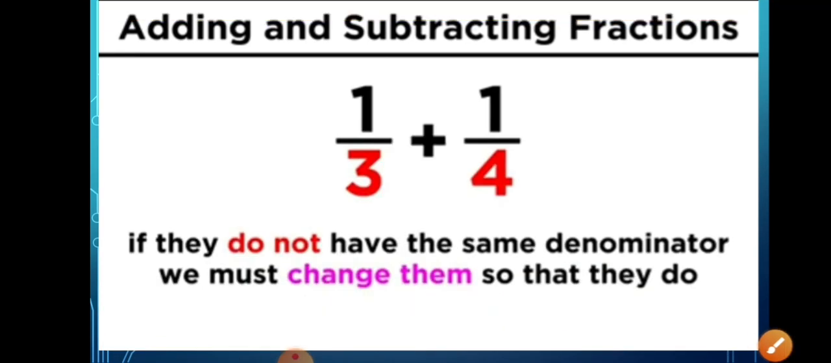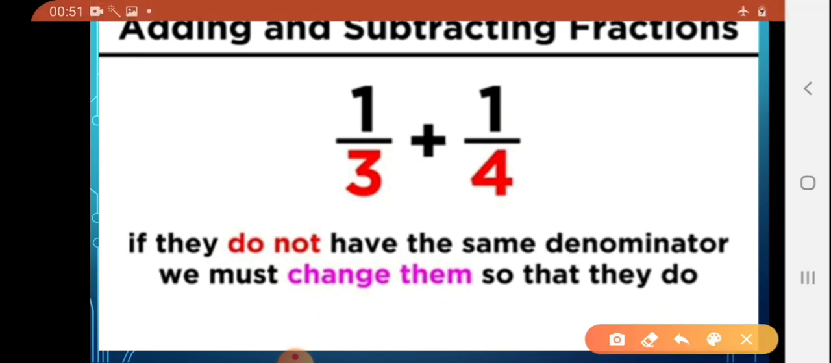Now next, you have to add 1 upon 3 plus 1 upon 4. Here you can see that denominators are not same. So when the denominator is not same, the first step is you have to take out the LCM of the denominators. If they do not have the same denominator, we must change them so that they do.